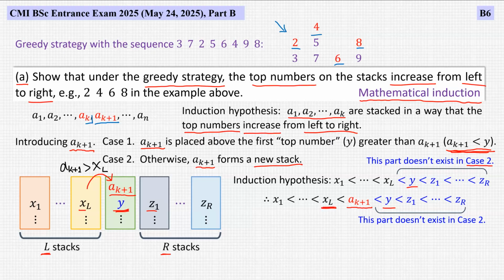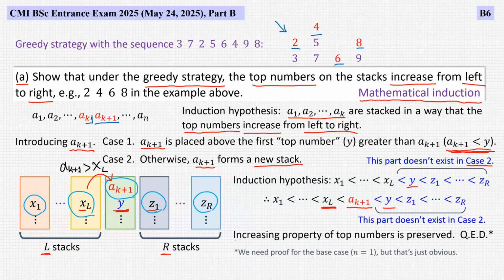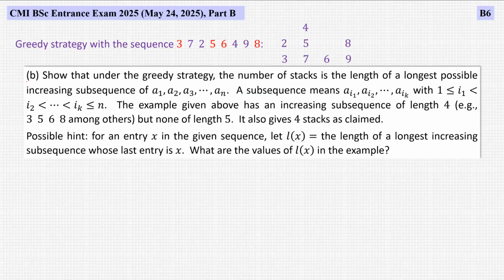So now the stacks contain k plus 1 numbers, and if we compare the top numbers again, now including the new top number A_{k+1}, you can easily notice that the increasing property of the top numbers is still preserved, and this concludes the proof.